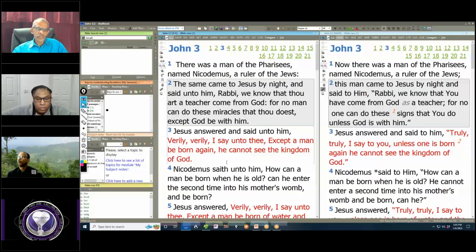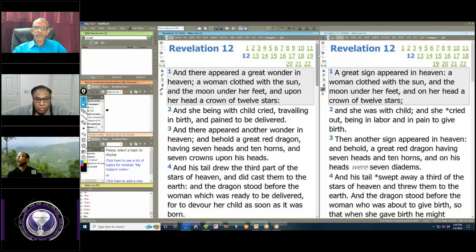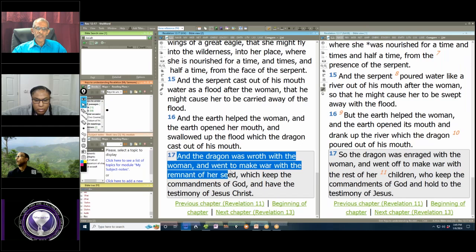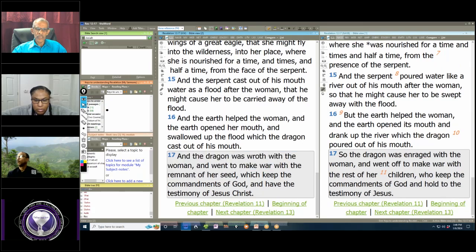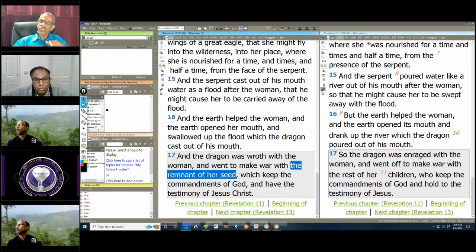Now, when it says the remnant of her seed, I just want to highlight something here. In Revelation 12 and verse 17, it says, the dragon was wroth with the woman and went to make war with the remnant of her seed, which keep the commandments of God and have the testimony of Jesus Christ. So this highlights Satan's work, or the work of Satan's kingdom.